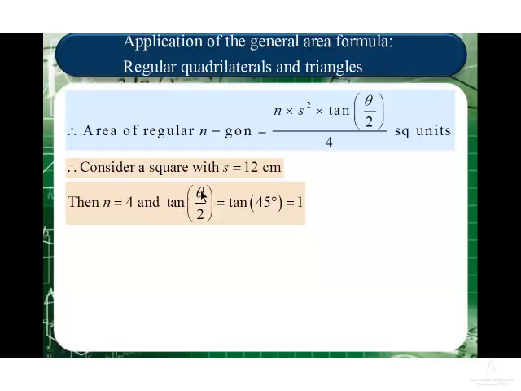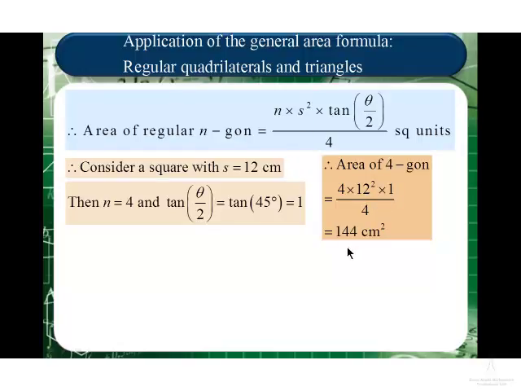So we have tan of 90 divided by 2, or tan of 45 degrees, that has to be considered as part of this formula, and that gives us 1. Tan of 45 degrees is 1. So applying the formula to find the area of the square, or the regular polygon of order 4, will be 4 times, 4 side lengths, times the side length 12 squared times 1, divided by 4. Of course we get the answer as we should, 144 square centimeters.